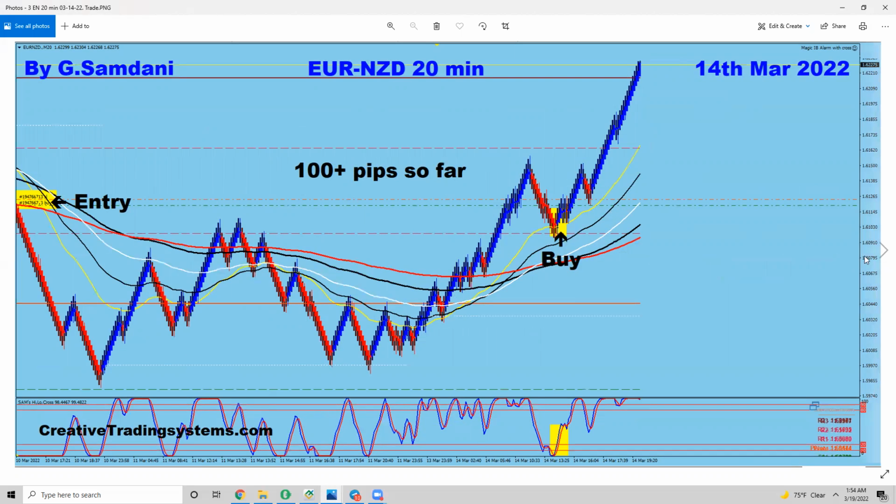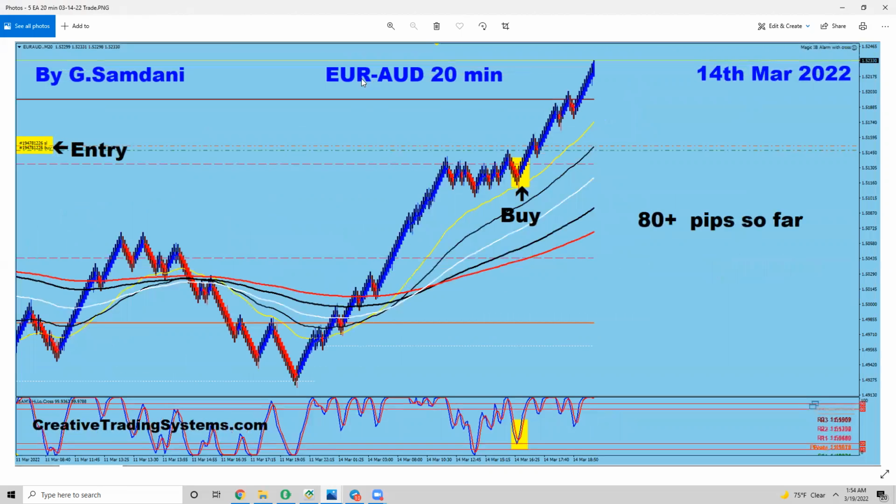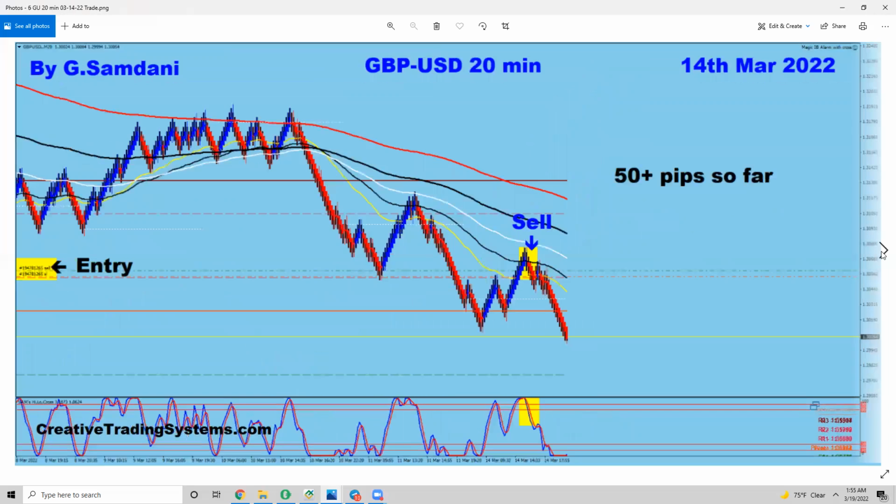I'm still on the 14th. On the 14th, Pound Newsy went up also for 75 pip from the entry here. SL moved to break even plus. And on the 14th again, Euro Aussie went up also for 80 pip. Then on the 14th, Pound USD to the short side was a small trade, only 50 pip. I closed it because it wasn't moving for a long time, so I said, what the hell with it?